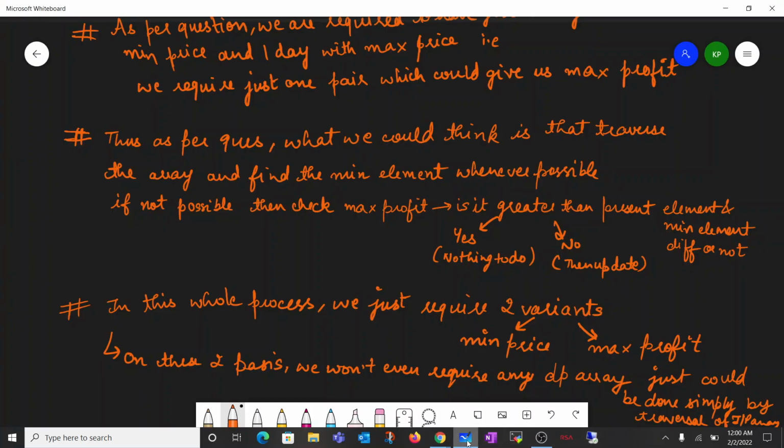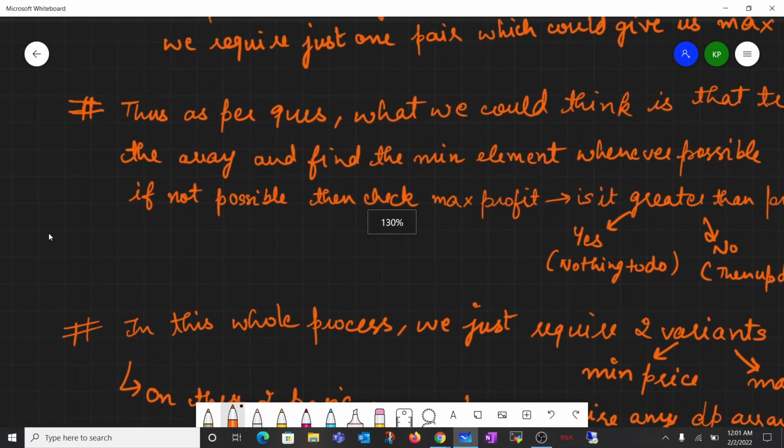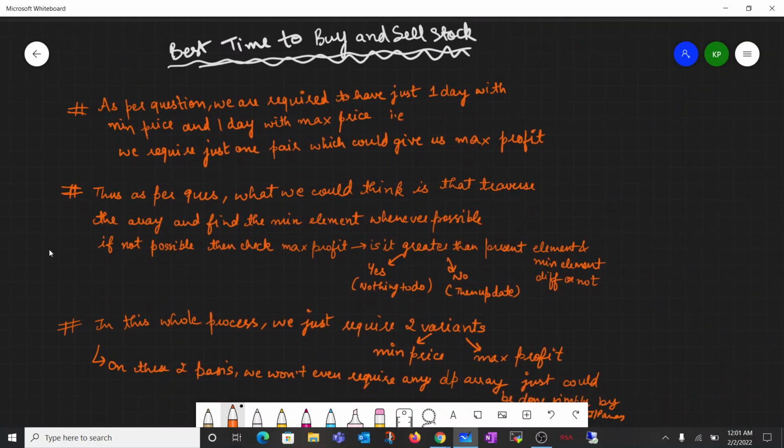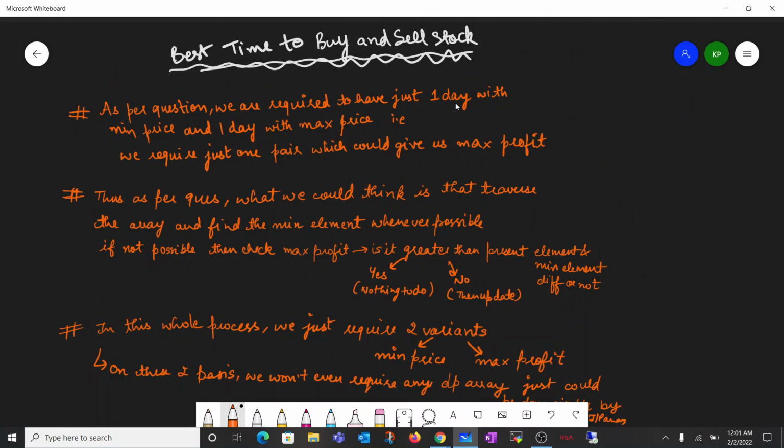Basically, I've written down all that it wants to say. So, first thing is that as per the question, we are required to have just one day with the minimum price and one day with the maximum price. That is, we require just one pair which could give us the maximum profit. We don't need cumulative maximum profit. We just need one maximum profit that could be obtained by just one pair of prices.